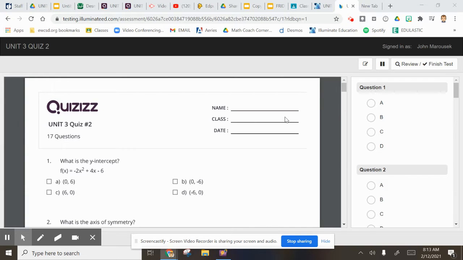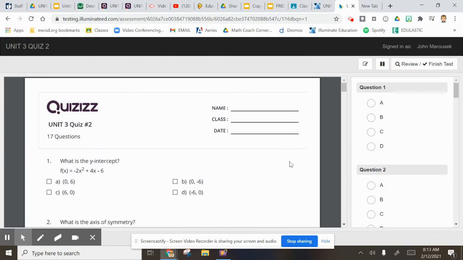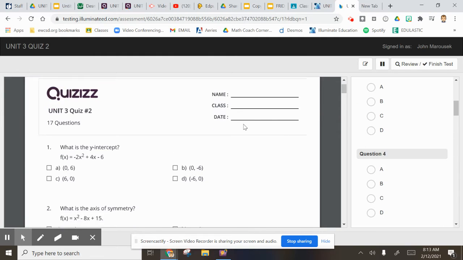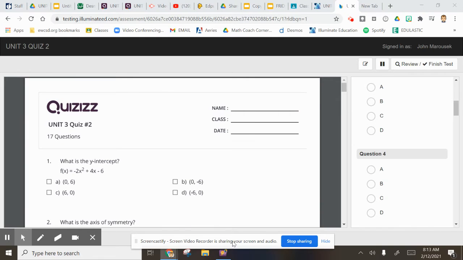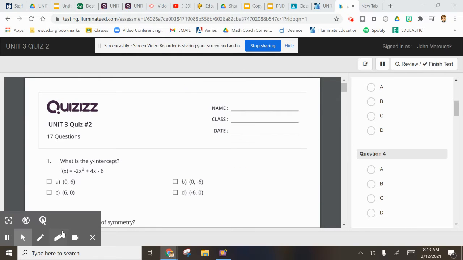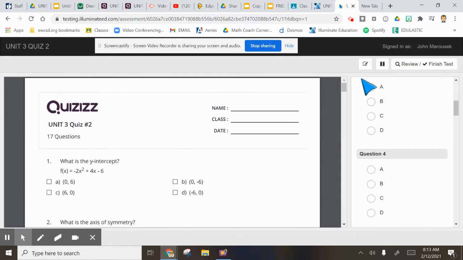All right, once you get into the quiz, it should look something like this. When you're in it on your own, you should be able to have the controls to make this bigger, right? You should have buttons that come up. It's obviously not working in the preview version that I'm in right now, which is interesting because usually it does.